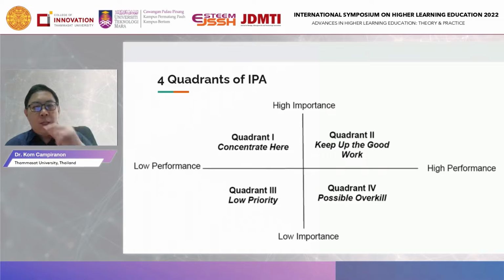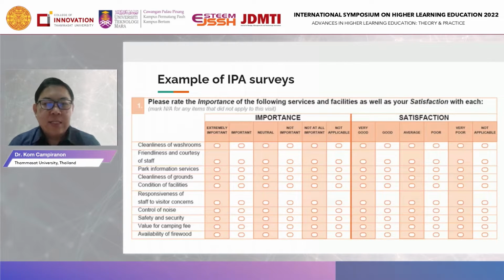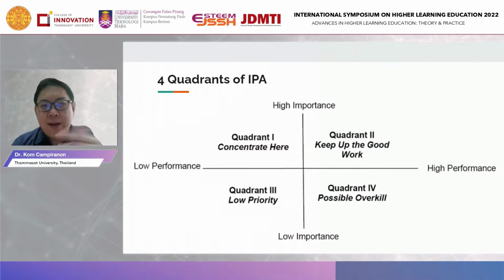Okay, so once you do the IPA, we're going to put each factor in a graph like this, right? For example, let's say the staff friendliness importance might be 3, performance might be 5, right? So we're going to plot it in the graph, and the graph will have 4 different quadrants or 4 different parts, right? On the top right corner is called keep up the good work. On the top left, concentrate here. On the lower left, low priority, and the lower right is possible overkill.